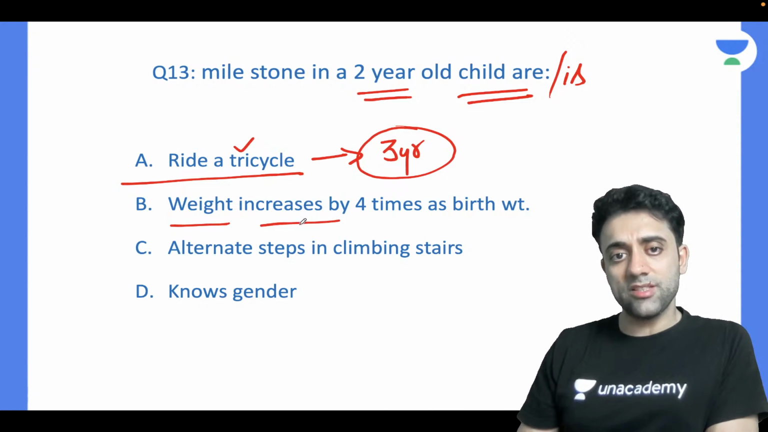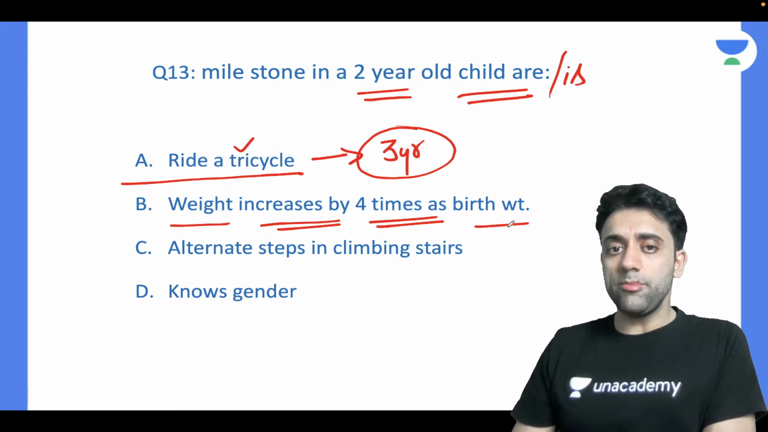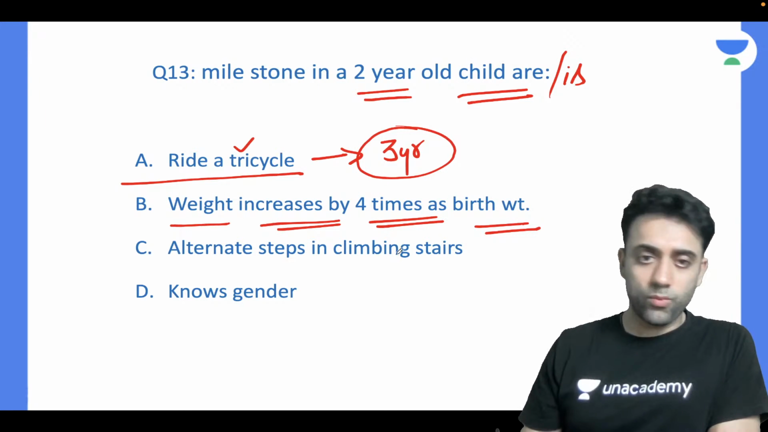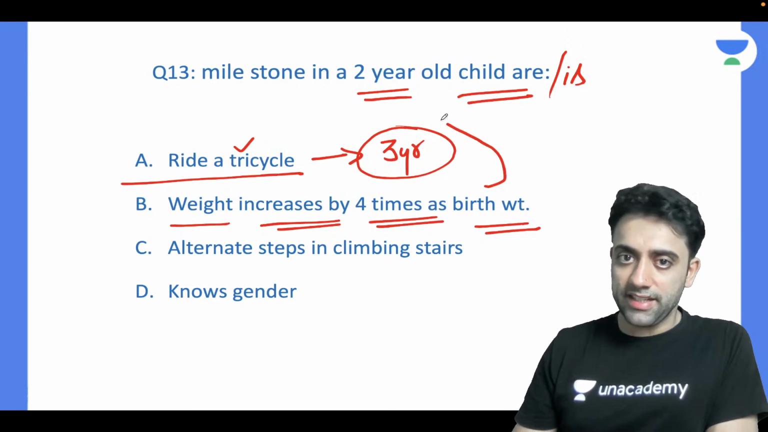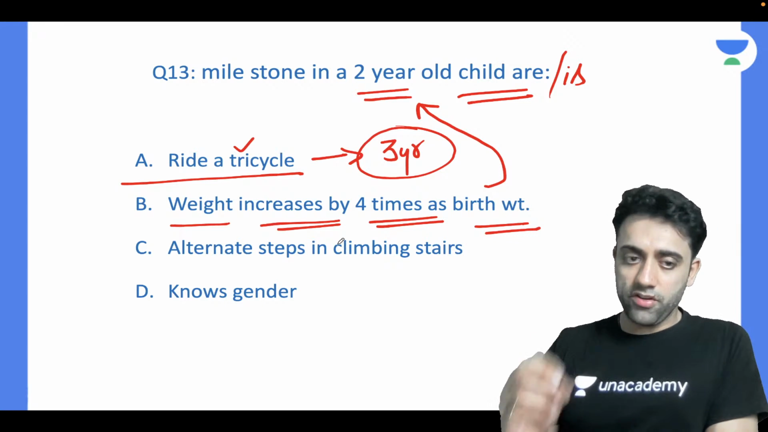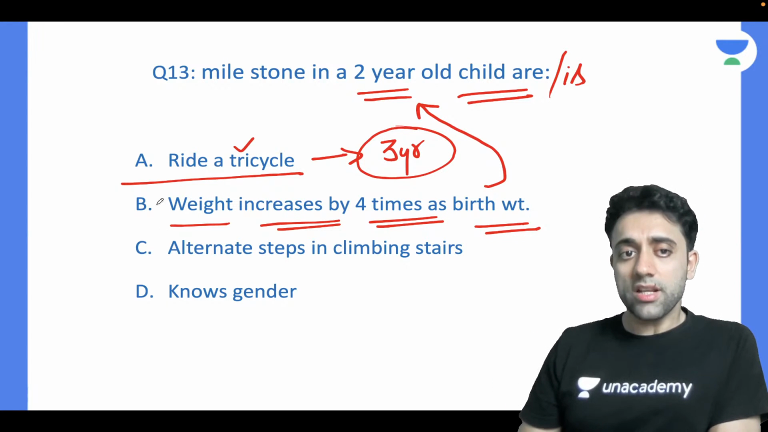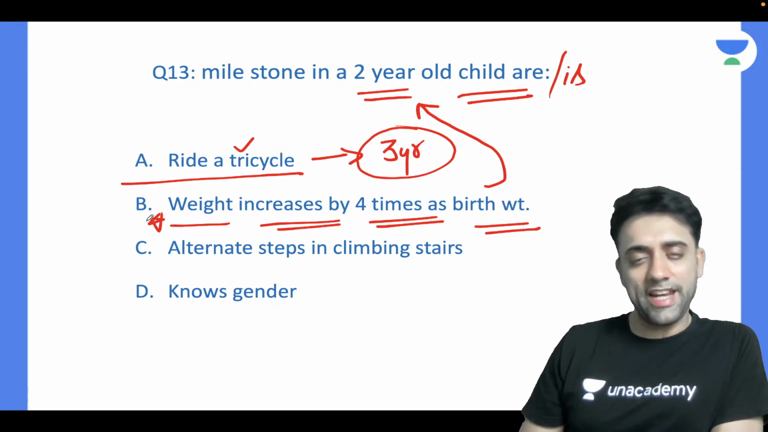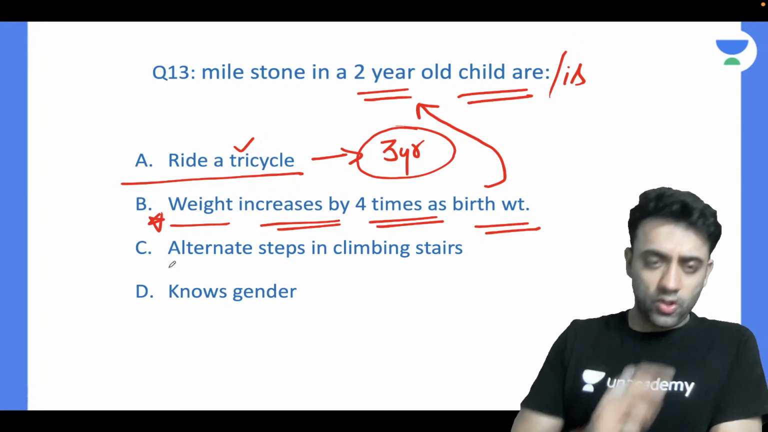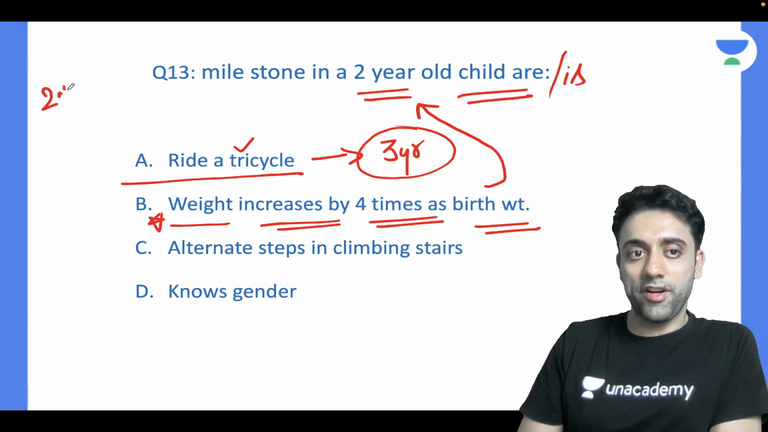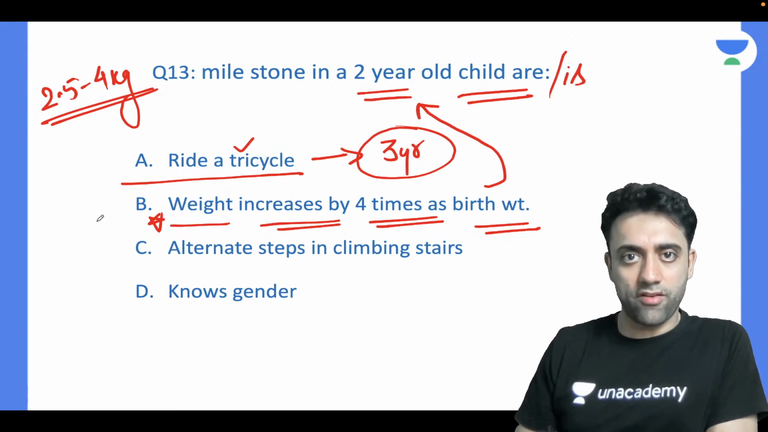Weight increases by 4 times the birth weight. When does this happen? The answer is 2 years only. If you're a newcomer, let's learn a little bit. What is the normal weight of a newborn? The answer is 2.5 to 4 kg. 2.5 to 4 kg is the normal weight of a newborn.